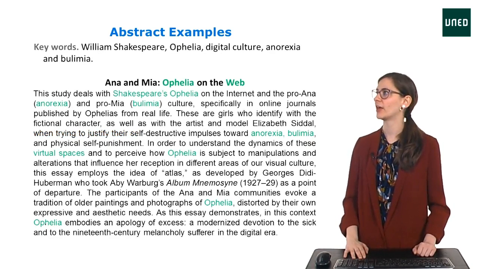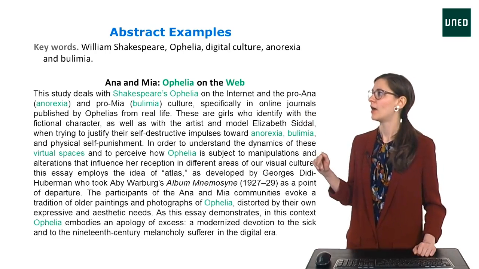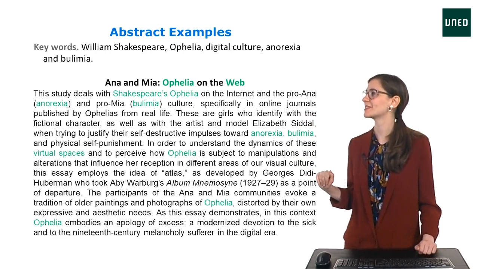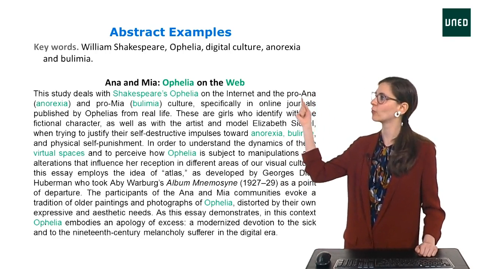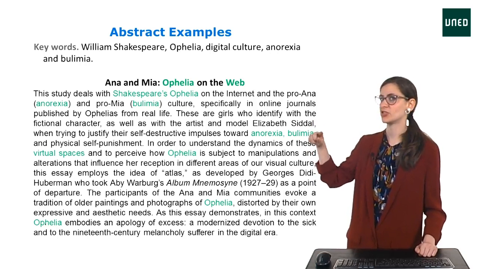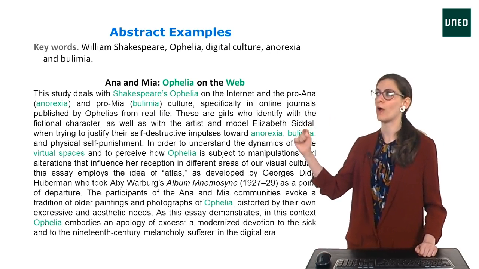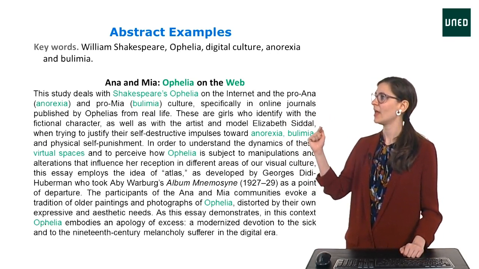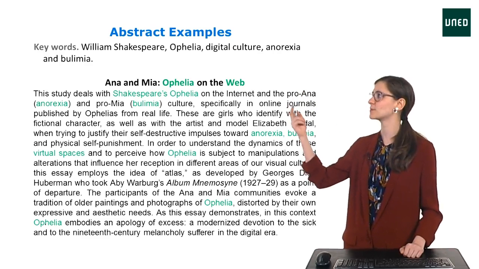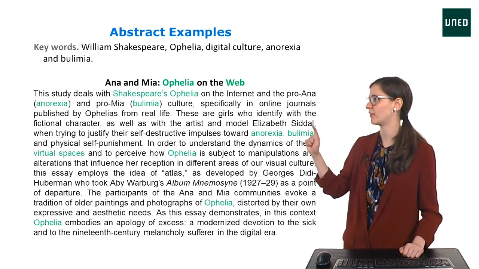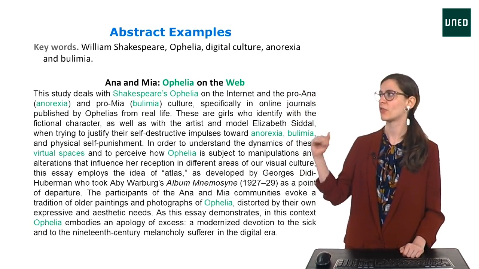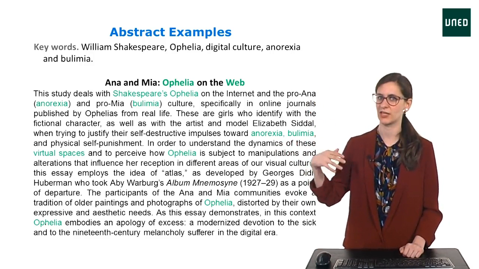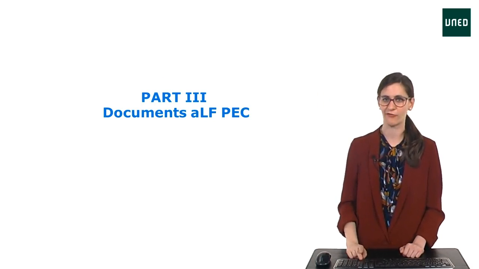Okay, let's have a look at the keywords. We find here 4 keywords. And again, we have 2 of those in the title. Ophelia, it's in the keywords, it's in the title. We have digital culture in the title, and then we find web in the title, okay? And later on in the text itself, in the abstract itself, we see how we find William Shakespeare, we find anorexia and bulimia, and we find virtual spaces, which is linked again to digital culture, okay? So there is always this direct connection between keywords and the title and the text itself.